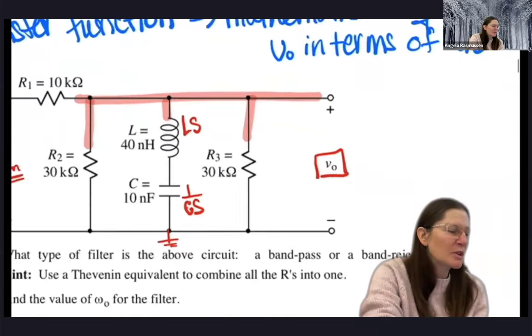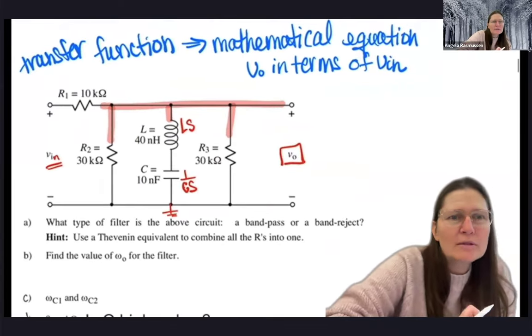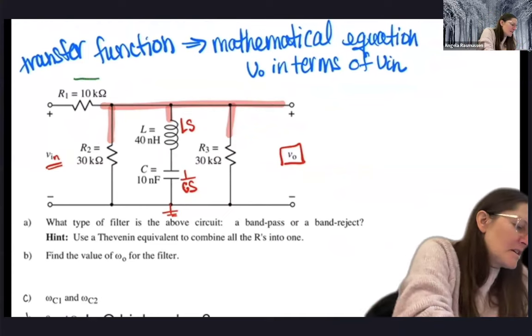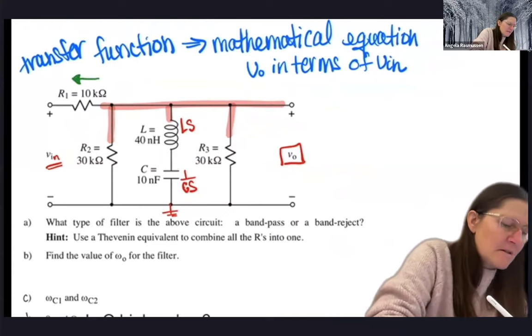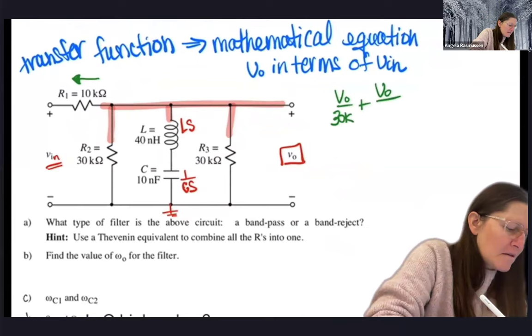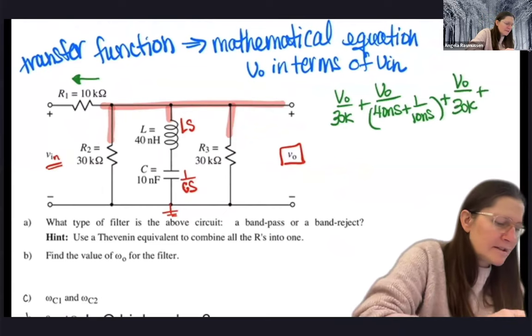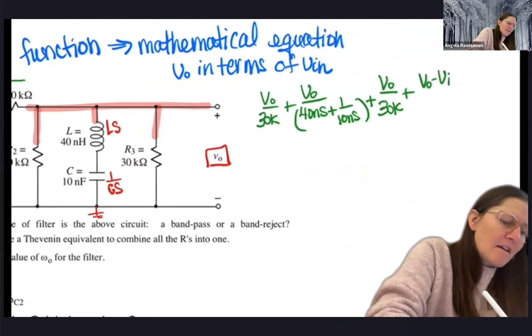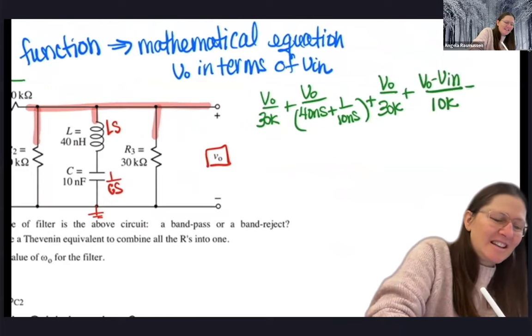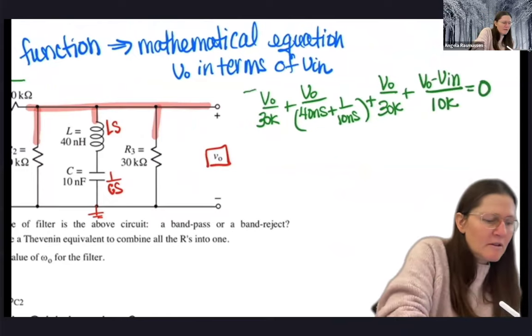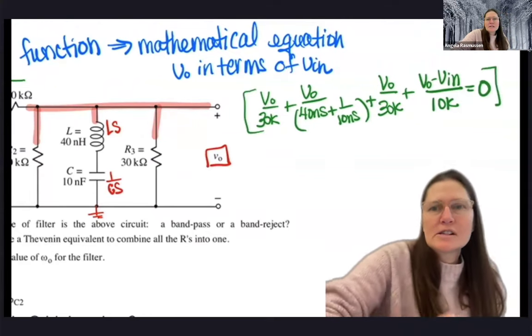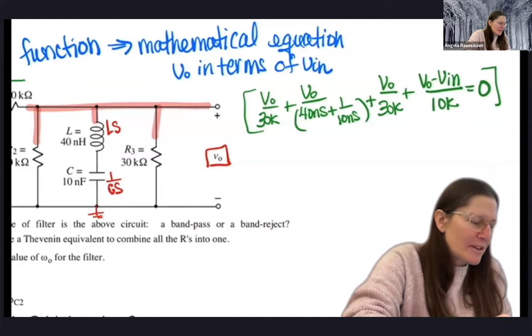All right, so what will this equation look like to solve for V out? V out plus V out over 40 nano S plus 10 nano S under 1. And then V out over 30 K, and then V out minus V out over 10. Perfect. Right. So there's your equation, so that everybody's on the same page with the equation.